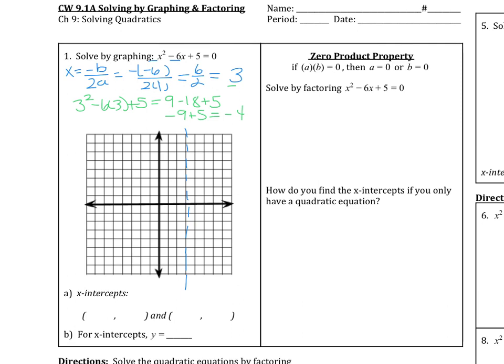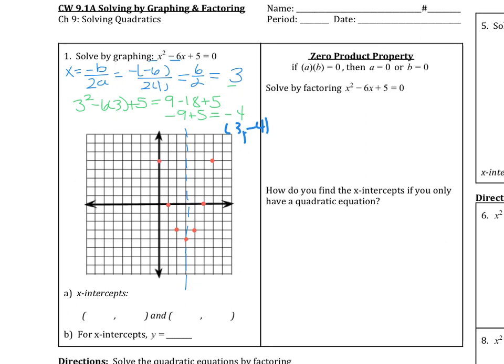So our vertex is at 3, negative 4. So 3, negative 4. Then what we could do is just use the pattern of 1, 3, 5 in order to get to the next points. So let's do that. We'll go right 1, up 1, right 1, up 3, right 1, up 5. Then we could do the same thing on the left side. Left 1, up 1, left 1, up 3, left 1, up 5.